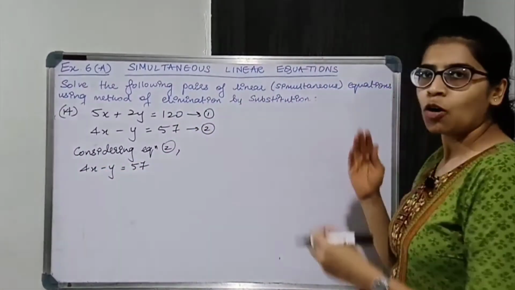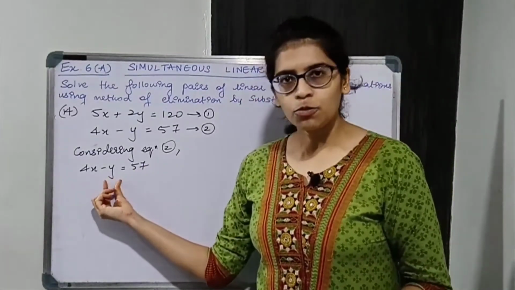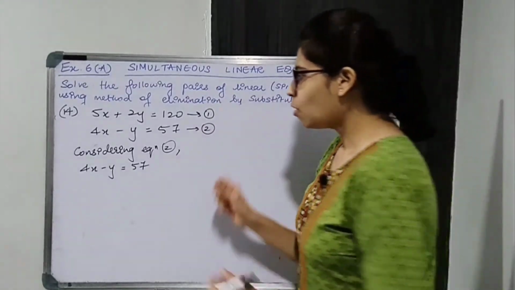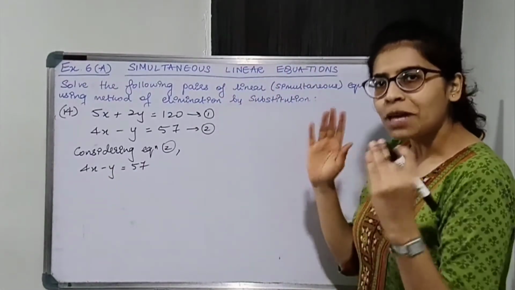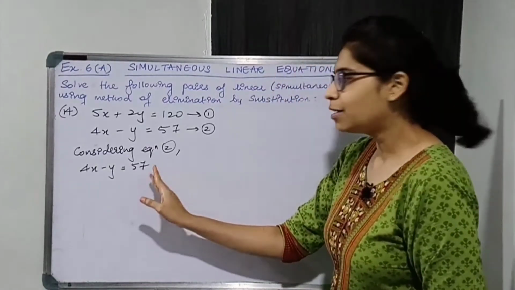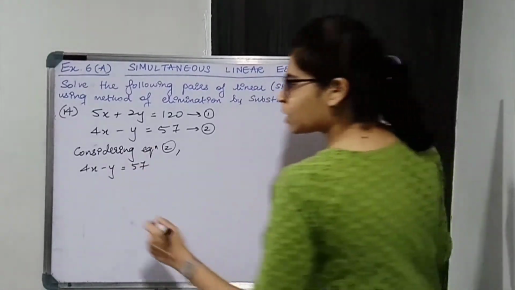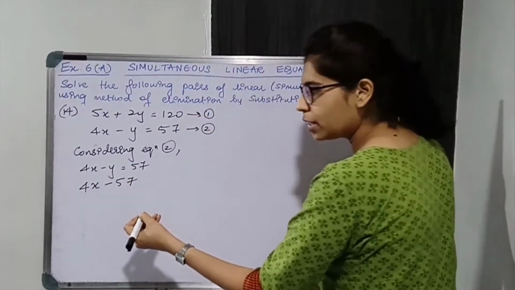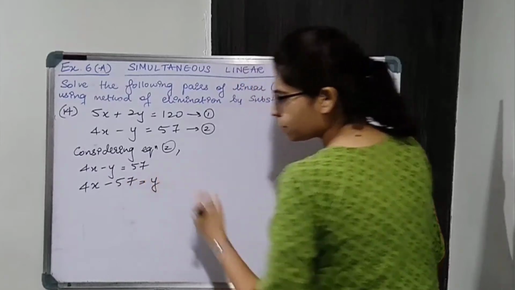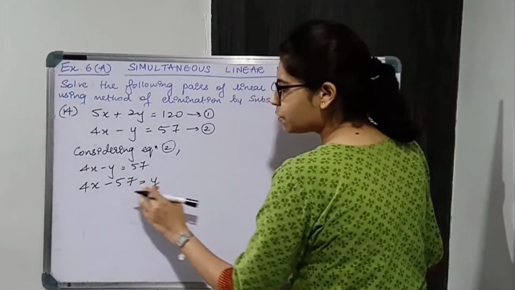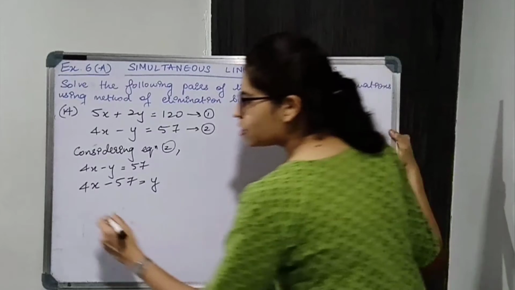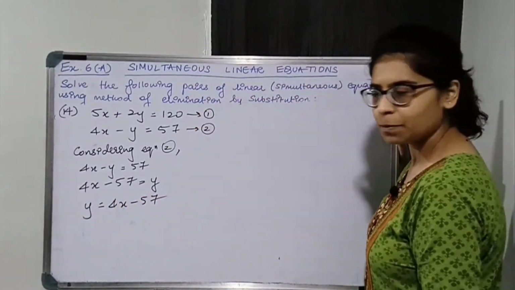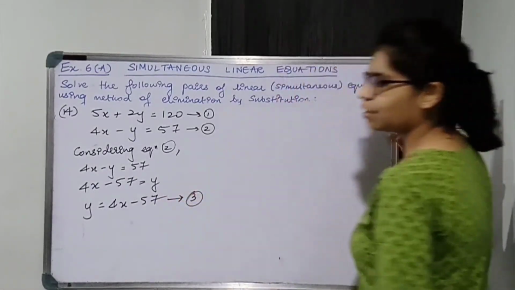Okay, now whenever the coefficient is 1, उसको हम लोग एक जगह ही रखते हैं and बाकी सब कुछ शिफ्ट करते हैं. Okay, so y यहाँ पे नेगेटिव है. To make it positive, let us shift this over here and 57 को यहाँ पे शिफ्ट कर लेते हैं. So 4x minus 57 this will become, okay, and y will become positive. Okay, so 4x minus 57 is equal to y. In other words, y is equal to 4x minus 57. Okay, number this as 3.